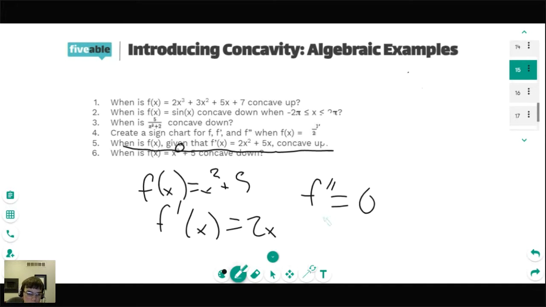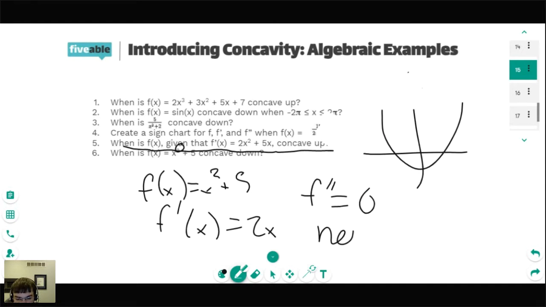So if you think about that, and then if you think about what the graph of this looks like, you can think, well, if you think about this x squared plus 5 parabola, this one will in fact never be concave down. So that's another way to look at it.